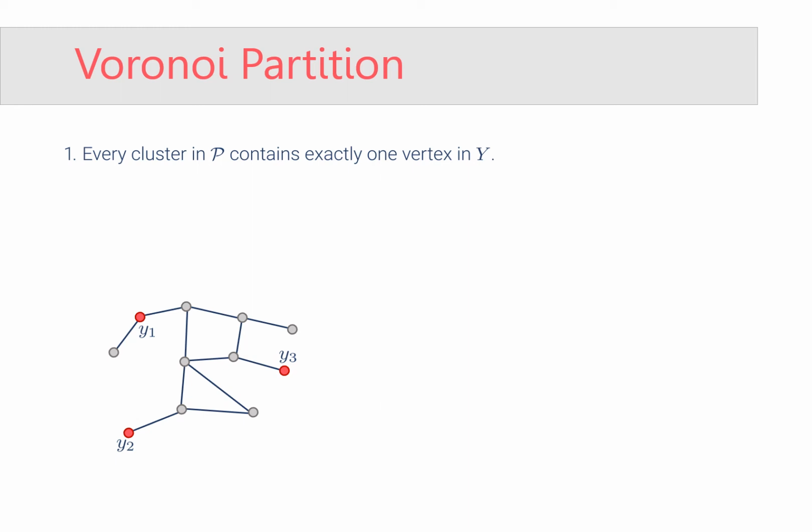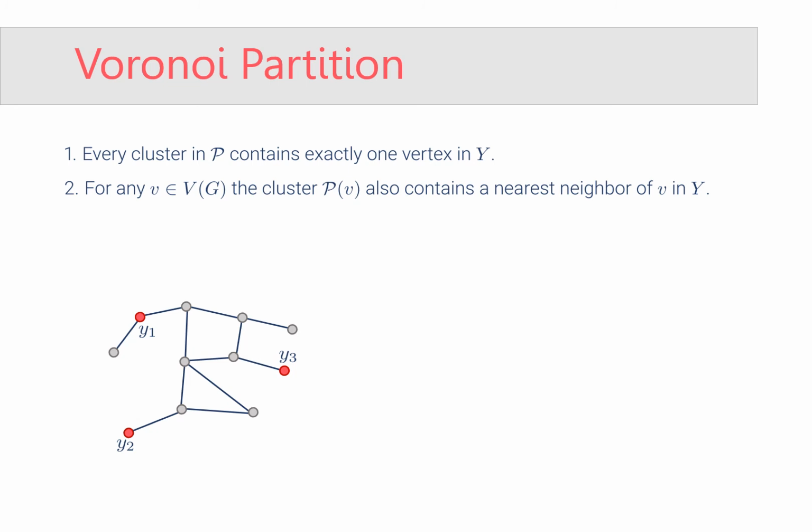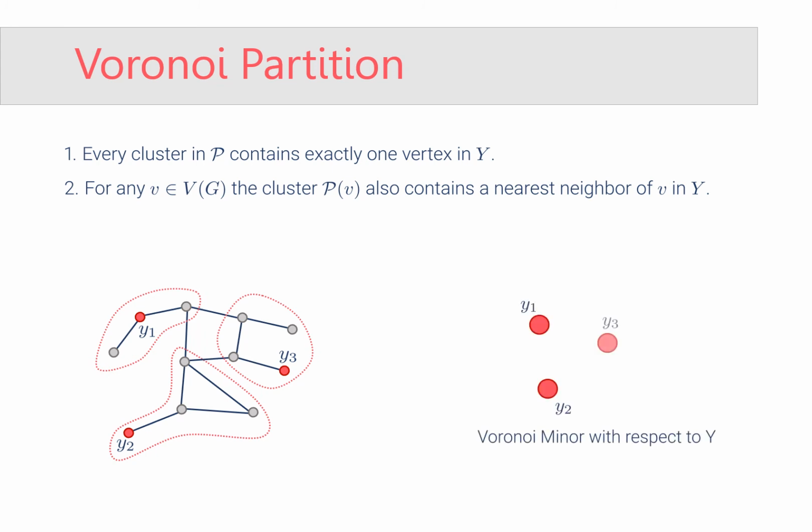Every cluster in the Voronoi partition contains exactly one vertex from Y, and moreover, each of these clusters also contains, for each of its vertices v, the nearest neighbor of v in Y. If we have ties, we break them arbitrarily while ensuring connectivity. So the collection of clusters we obtain after this process is called a Voronoi partition with respect to Y. Now, an object which is related to that is called a Voronoi minor with respect to Y.